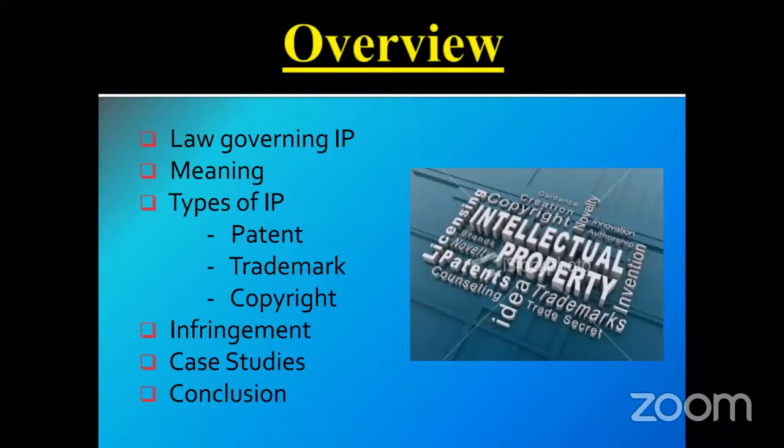So what are the types of this intellectual property? Intellectual property can exist in the form of patent, trademark, trade secret, and copyright. So these all are the forms of intellectual property. Which are they? These are patent, trademark, trade secret, copyright, and industrial designs.